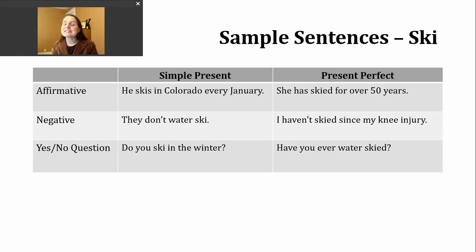Finally, if you want to make a yes or no question in the present perfect, you're going to start with have or has, then you'll have your subject, and then our participle form of the verb. Here's an example. Have you ever water skied?